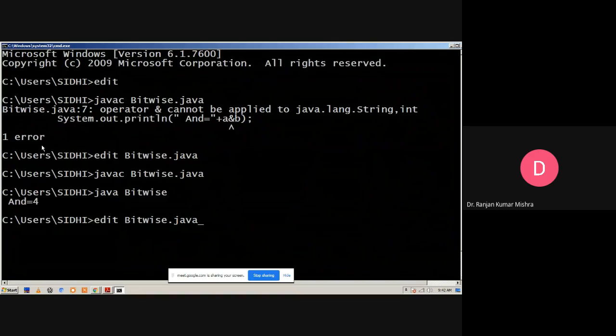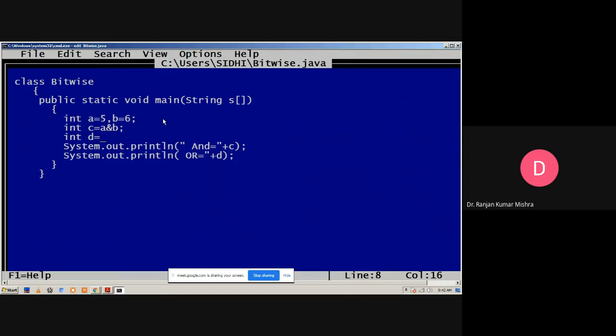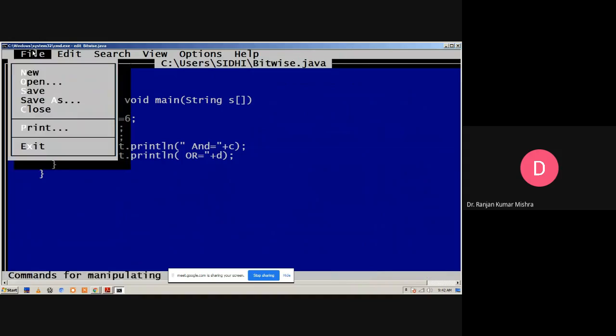Now we see the next one, that is the OR. System.out.println. Okay. OR result, suppose D. Now we write int D equal to A, vertical bar, B. Now here we can see the result. File save. Now file exit.